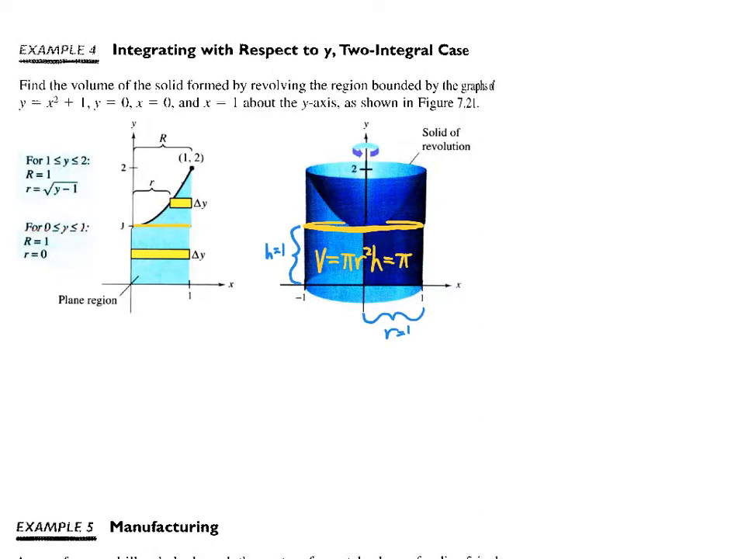So let's deal with that top half. This top half looks like a regular cylinder on the outside, but it has this bowl shape cut out of the top of it. So for this, we're going to be integrating with respect to y. Now, what are the bounds going to be for this integral? From 1 to 2. Y equals 1 to 2.